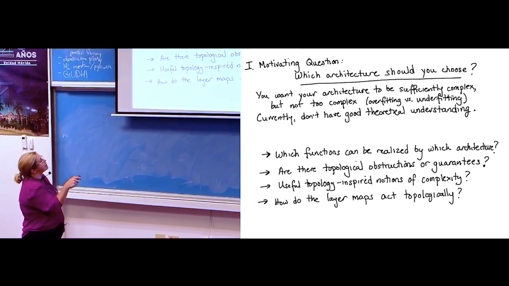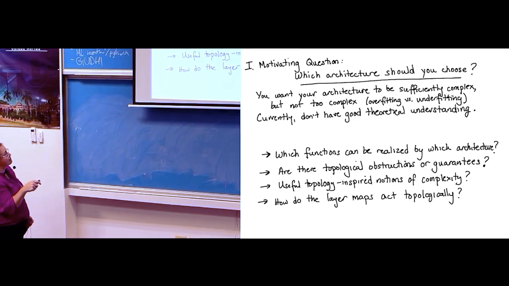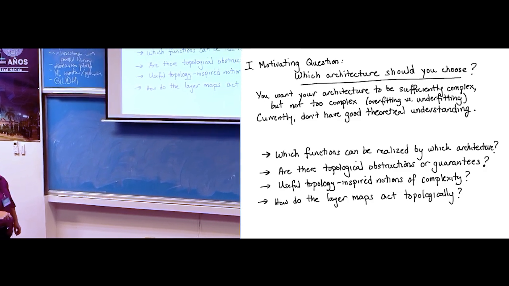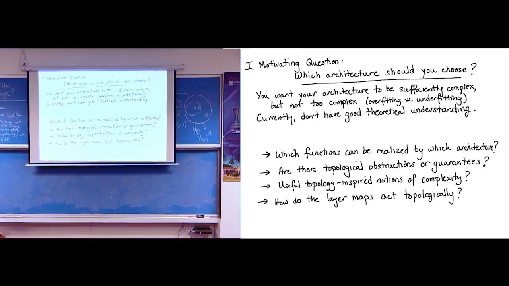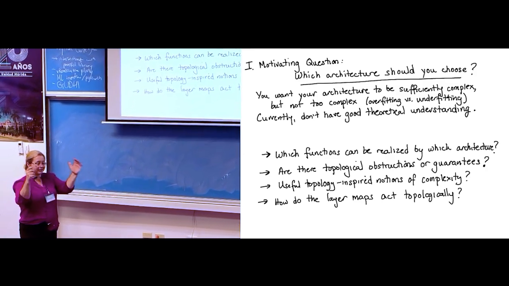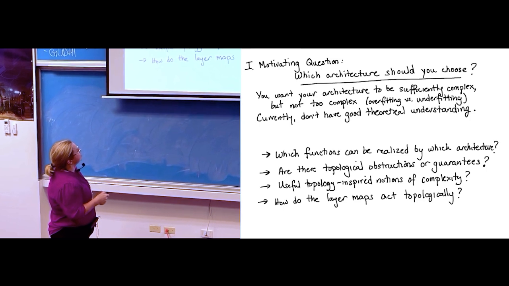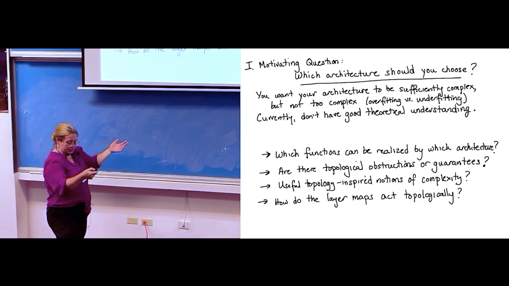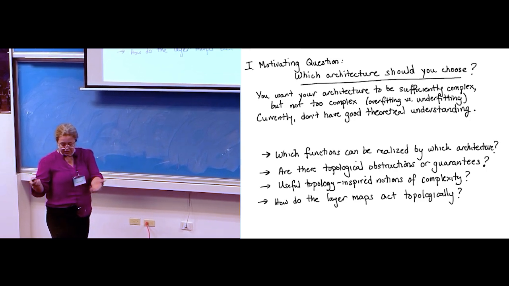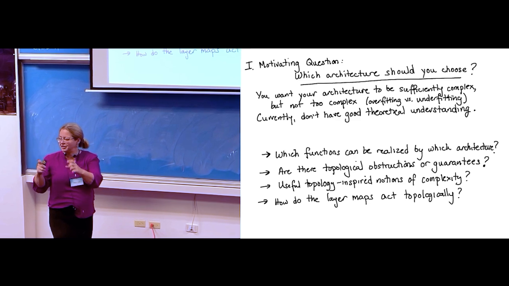Let me try to refine this question a little bit. Some of these we've already kind of seen. Question 1: which functions can be realized by which architectures? We don't have a full characterization, no way to characterize the collection of functions that you can get from a specific architecture. There are bounds, like you can say that for this architecture, you can get functions where the polyhedral complex has at most 100 pieces or something, but that's not an if and only if statement.